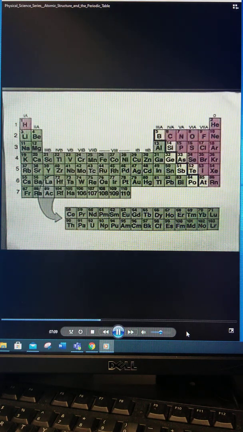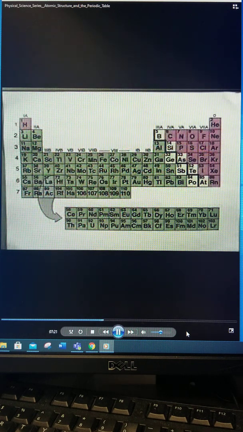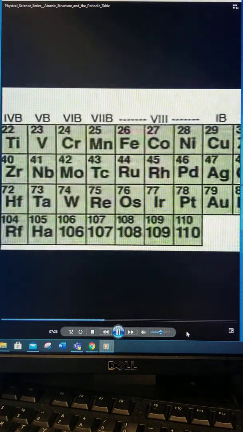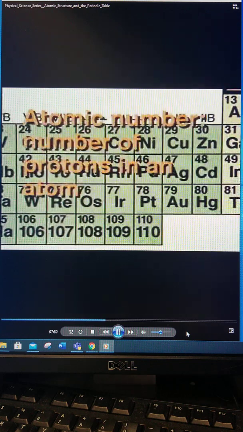This organization is dictated by the periodic law, which states that both chemical and physical properties of elements are periodic functions of their atomic numbers. The position of elements on the periodic table is dictated by the number of protons, or their atomic number. Notice how the top number, the atomic number, increases from left to right.